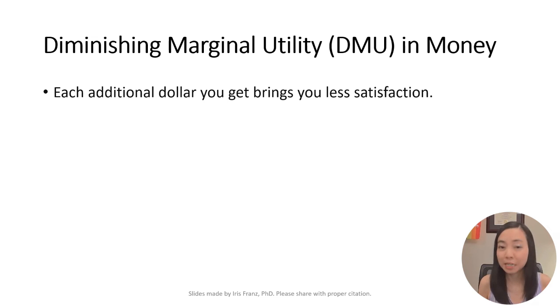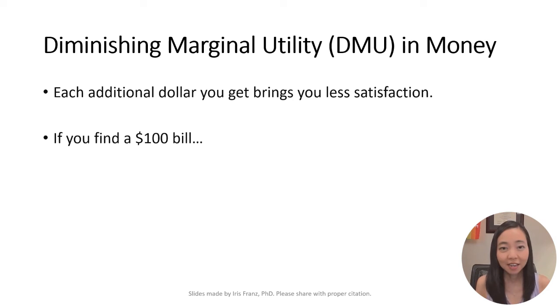The concept of diminishing marginal utility applies not just to goods like apples, but also to money. Each additional dollar you receive brings less satisfaction than the previous one. Think about it. If you find a $100 bill behind your couch, that's exciting. That unexpected money could cover groceries, a nice meal, or a small splurge. It feels valuable and immediately helpful.